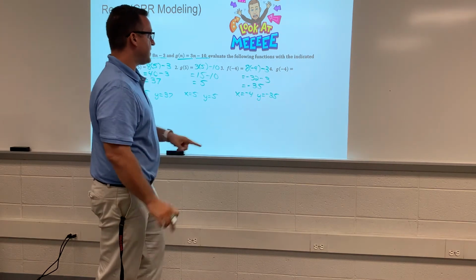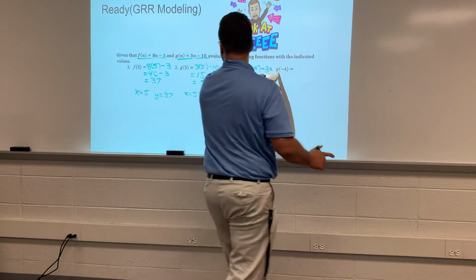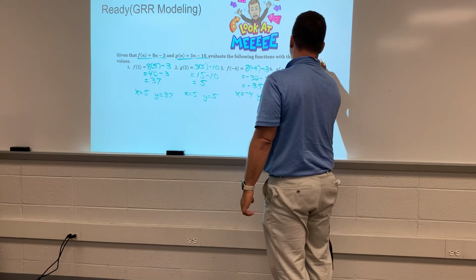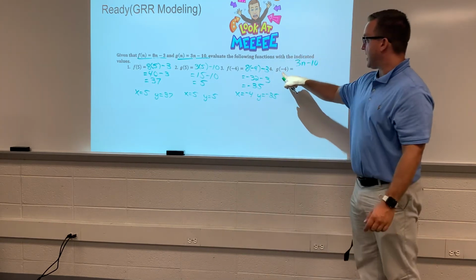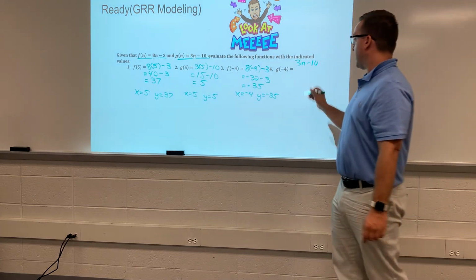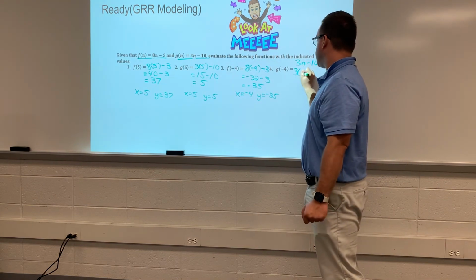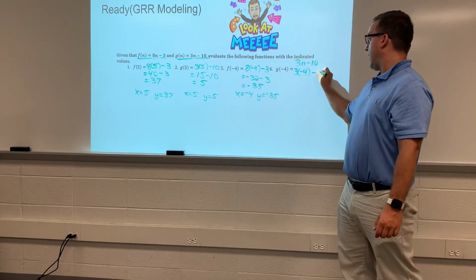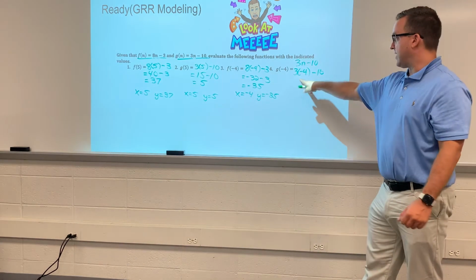And then moving on to the next one, I'm using the function g. So another way to do that, you could write above it 3n minus 10. And then I'm just substituting negative 4 for n. So I go 3 times, instead of n, I write negative 4, and then minus 10. And then I just do the math.